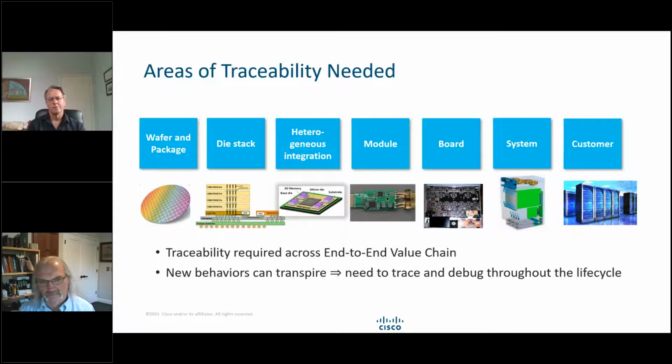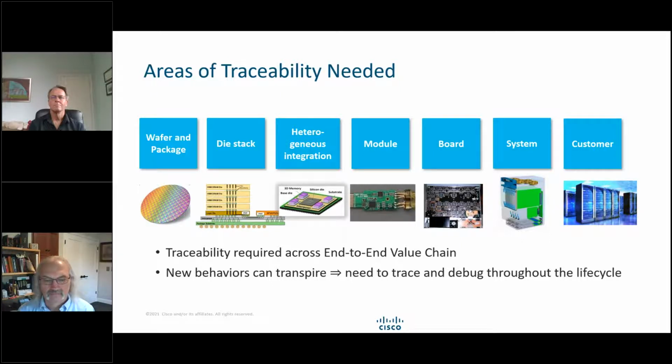Module level, this is a whole other area, things like photonic modules, highly complex, many diverse components on there, tiny little components that need expert assembly and test. Any one of those can have an excursion at any point in time and needs to be traced. Board level, so I'm talking about a bigger board level, routers, switches, PCs, bigger components, system level integration, and out at the customer site. So really traceability is required at every single step of this end-to-end value chain.